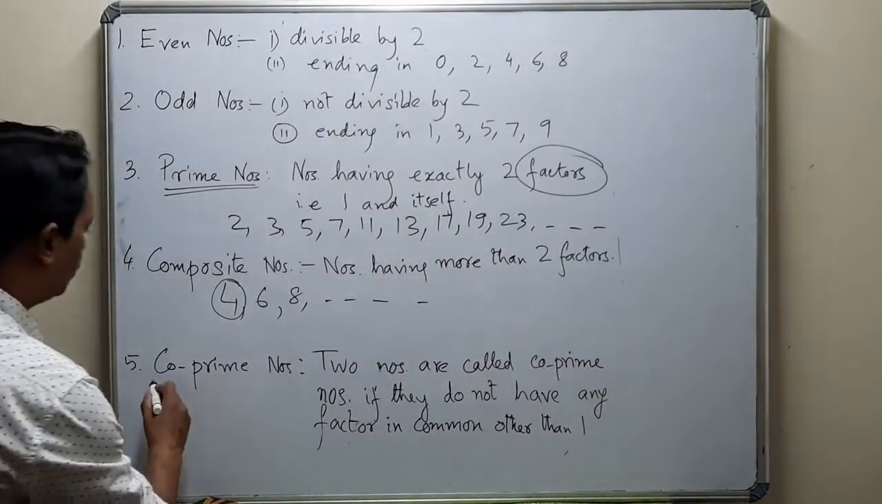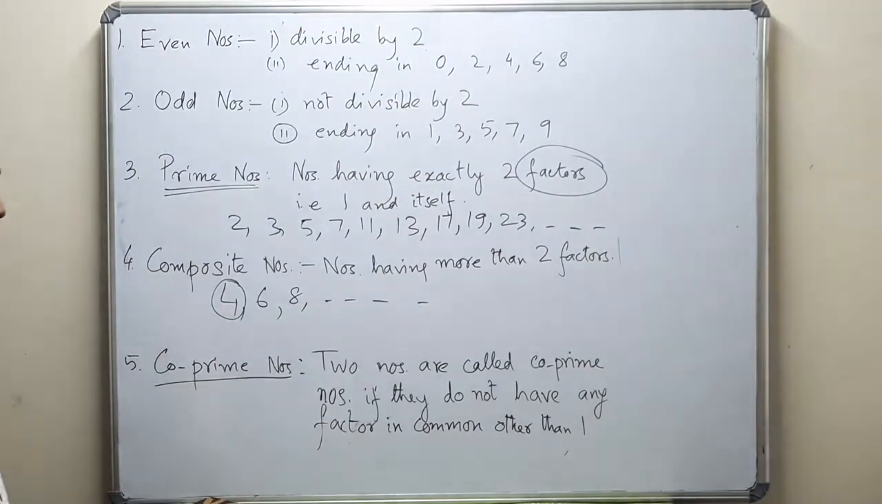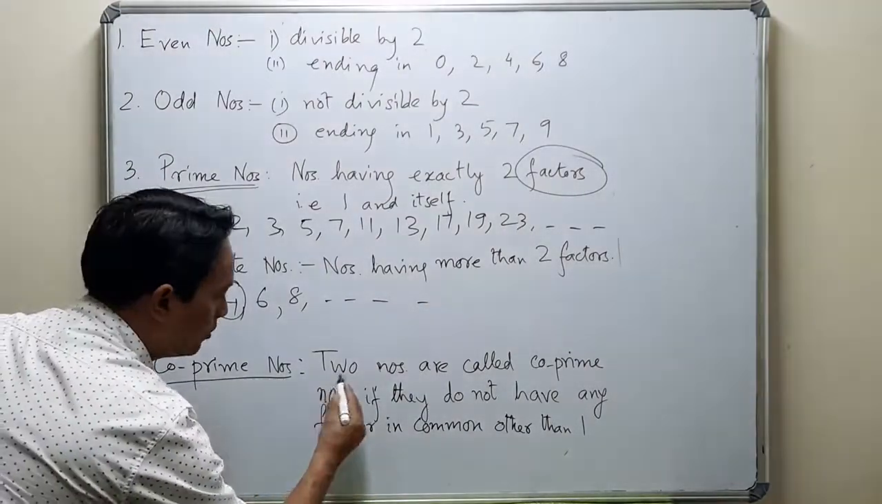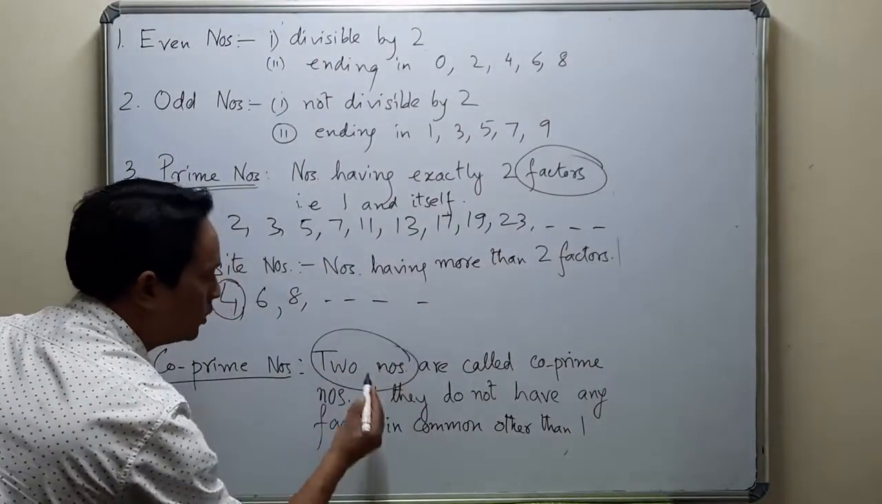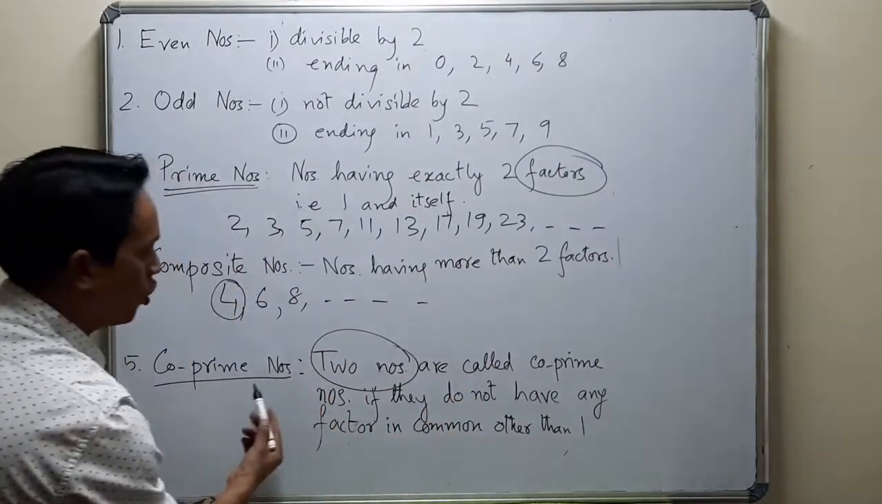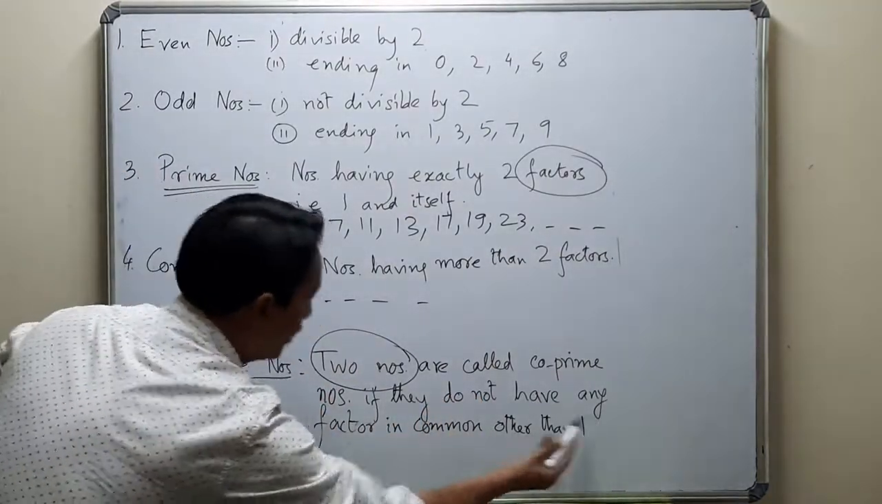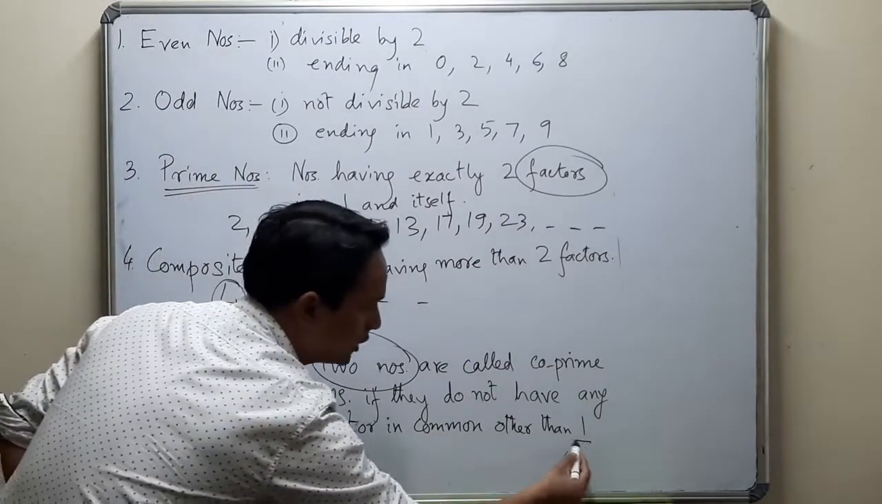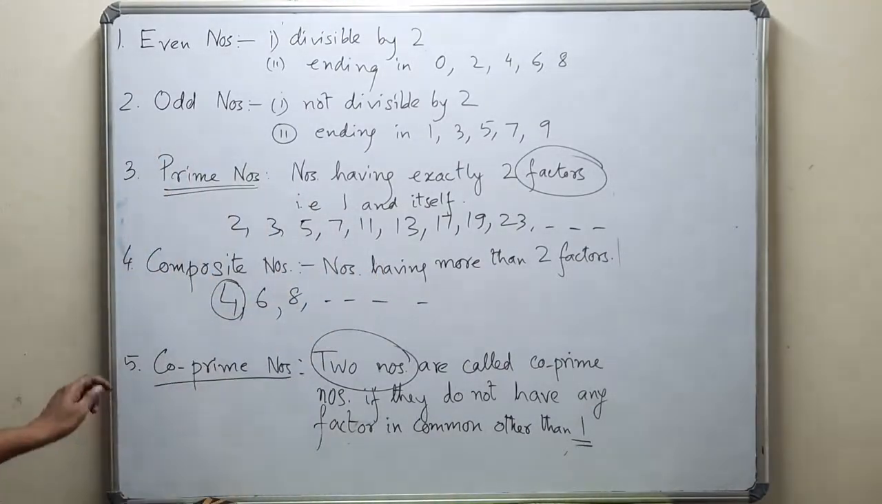So now coming to co-prime numbers. Now look at the definition first. 2 numbers. See, this part is very important. There should be 2 numbers. 2 numbers are called co-prime numbers if they do not have any factor in common other than 1. Except 1, there should not be any common factor.